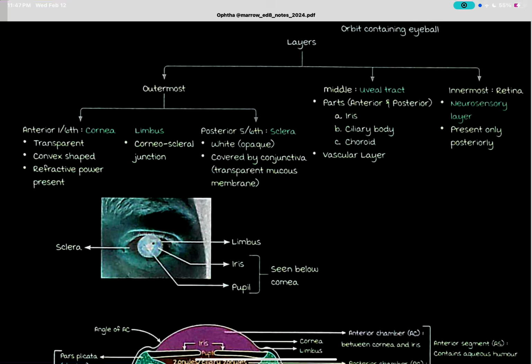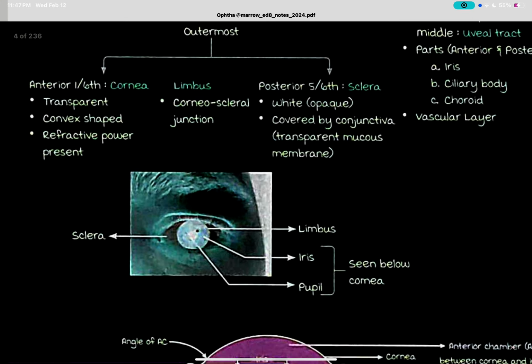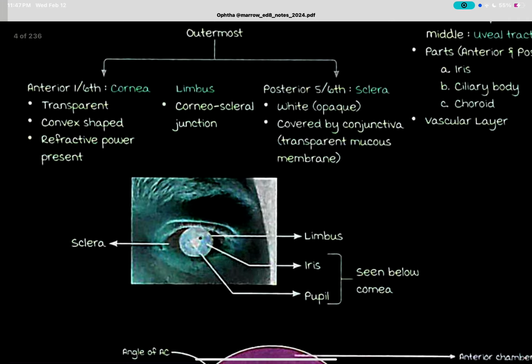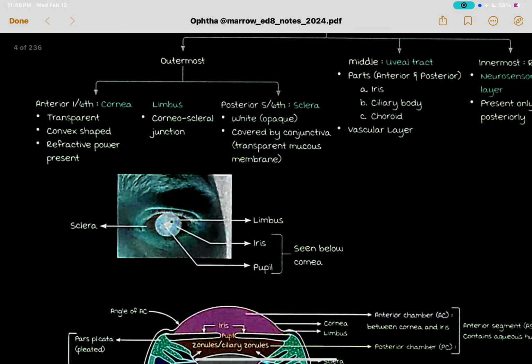Outermost is anterior 1/6 and posterior 5/6. Outermost anterior 1/6 is cornea, which is transparent, convex shaped, refractive power present. Then the junction is limbus, corneo-scleral junction, and posterior 5/6 is sclera, which is white opaque, covered by conjunctiva, transparent mucous membrane.